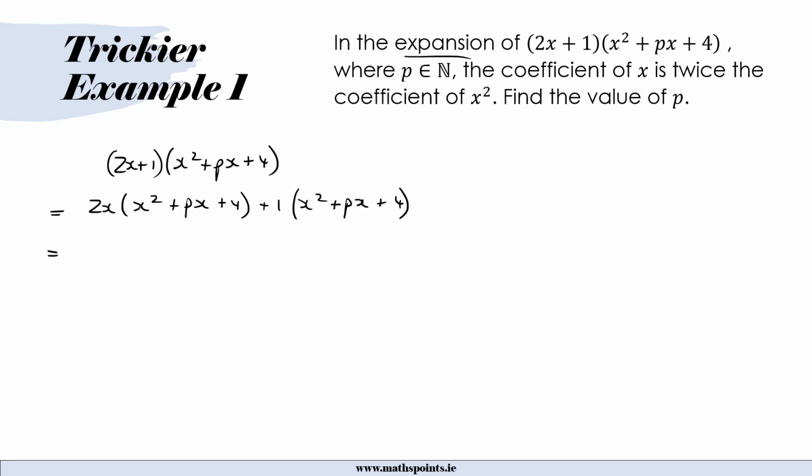Multiplying this out, we have 2x by x squared is 2x cubed. 2x by px, well, the x by the x will give me an x squared, and then I have the 2p in the term as well, so it's going to be 2px squared, and that's as neat as we can get, 2x times px. 2x by 4 is 8x, 1 by x squared is x squared, 1 by px is px, and 1 by 4 is 4. And if you've gotten that far, that's a star, put a star beside that. That's as far as we really need to go in this question.